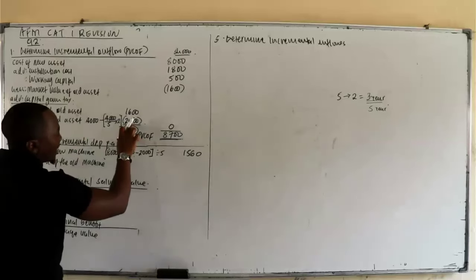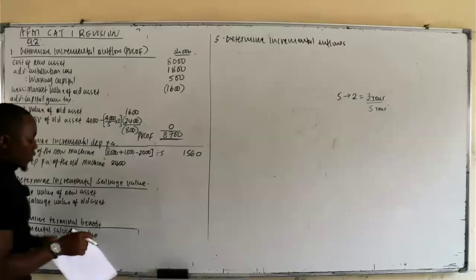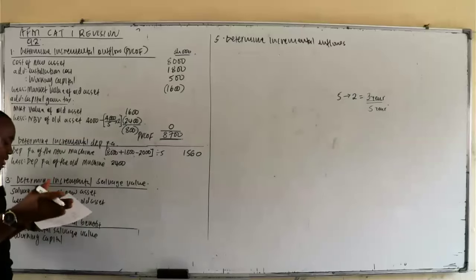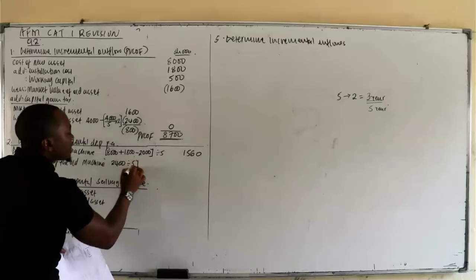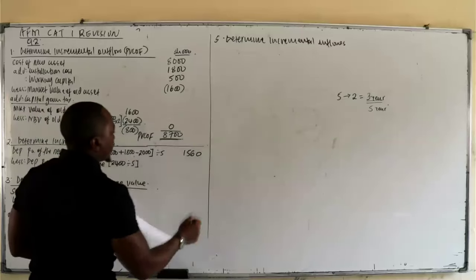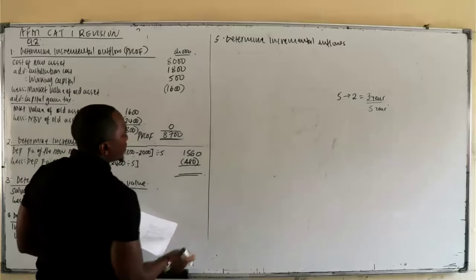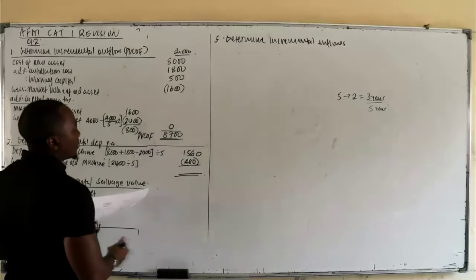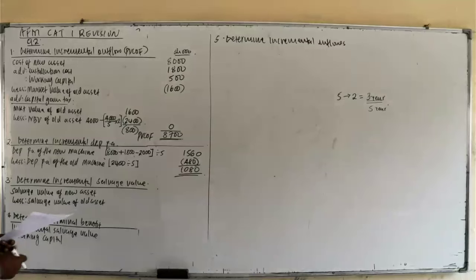So the current value of the existing machine is 2.4 million, of which now it's usable for the next 5 years with a nil salvage value. Therefore, you depreciate over the next 5 years. So how much will the depreciation per annum be? 480. And thus I will get the incremental depreciation per annum. 1080.